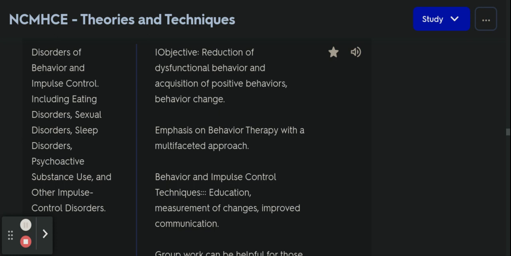Disorders of behavior and impulse control, including eating disorders, sexual disorders, sleep disorders, psychoactive substance use, and other impulse control disorders. Objective: reduction of dysfunctional behavior and acquisition of positive behaviors, behavior change. Emphasis on behavior therapy with a multifaceted approach. Behavior and impulse control techniques: education, measurement of changes, improved communication.